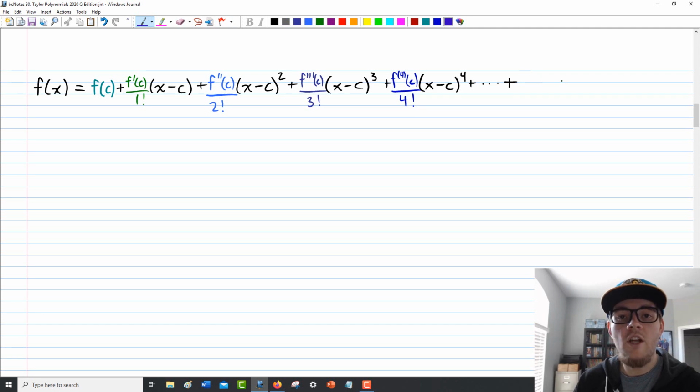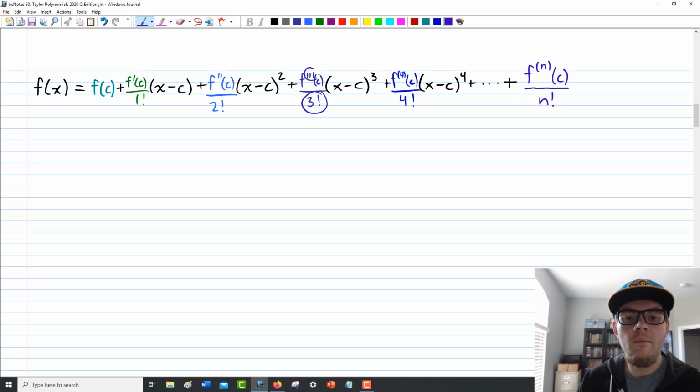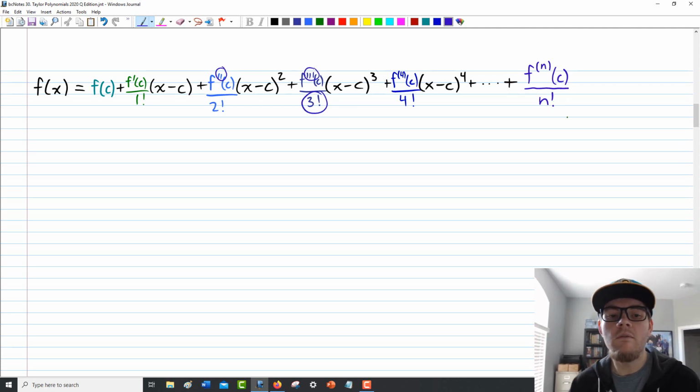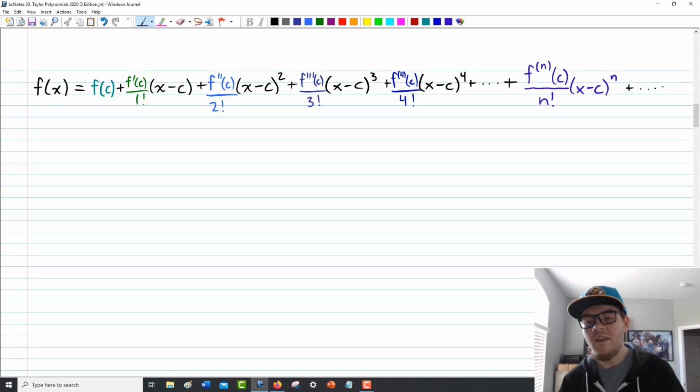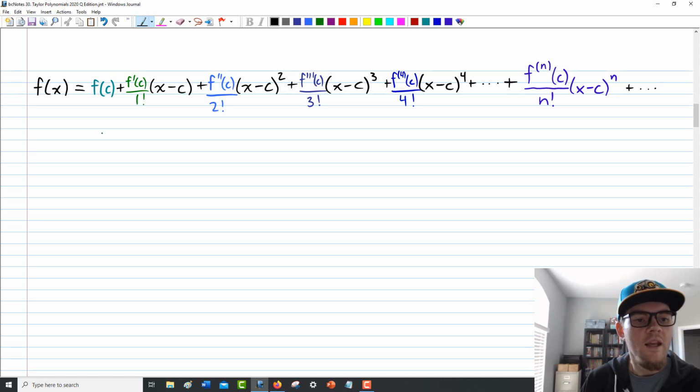And in fact, if you wanted to generate the nth degree term of this thing, you could do so very easily. It would be the nth derivative evaluated at c divided by n factorial, because notice how the factorial in the denominator matches the order of the derivative. And then last but not least, we'd multiply times x minus c to the n power. And then, of course, we'd have to add on because there would be terms later. There's an infinite number of terms here. But this thing is the Taylor polynomial.